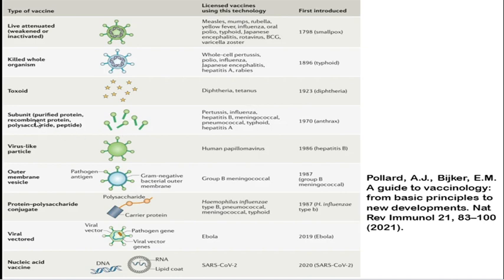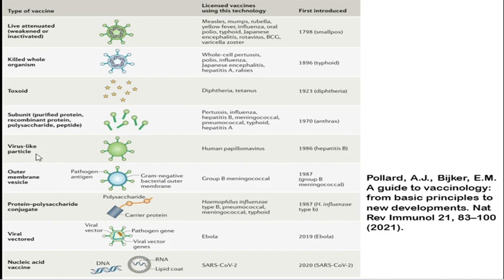Okay. Next is subunit vaccine, which includes either purified protein of bacteria, or polysaccharide or peptide. The examples include influenza, pertussis, hepatitis B virus vaccine, meningococcal vaccine, pneumococcal vaccine, typhoid vaccine, hepatitis A virus. So these diseases are protected by employing the vaccine type called subunit vaccine.